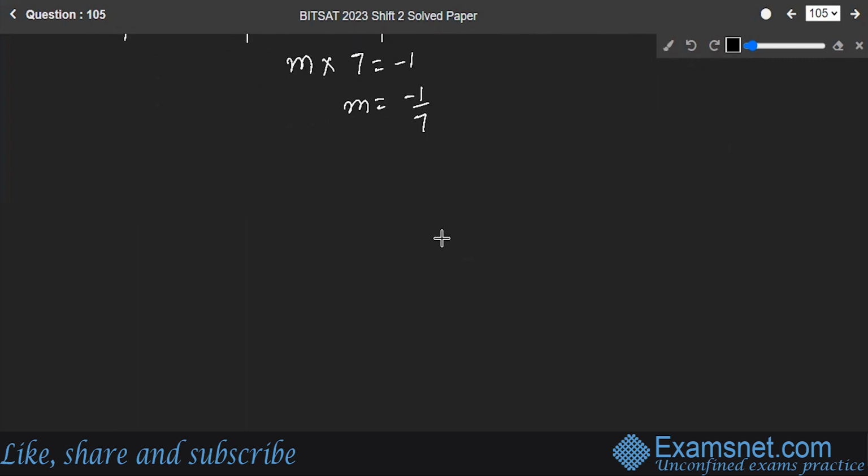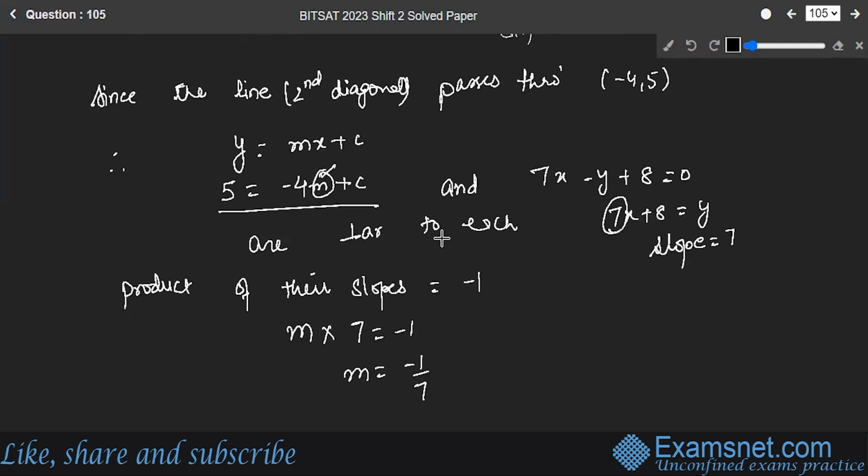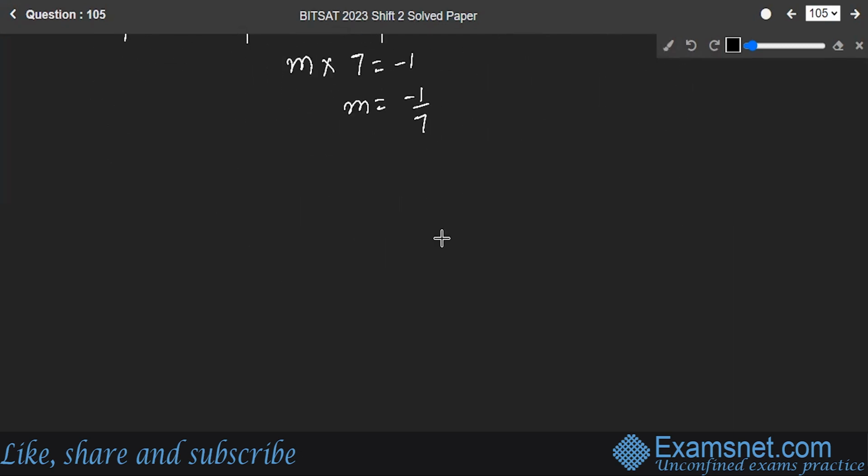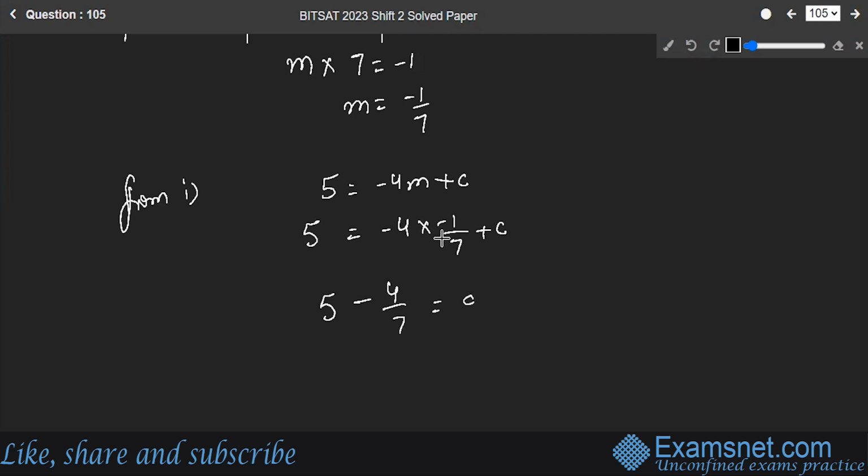Now putting this value of m in this equation. Let's say this is equation 1. From equation 1, you had 5 = minus 4m plus c, or 5 = minus 4 into minus 1 by 7 plus c, or you have 5 minus 4 by 7 is equal to c. That gives you c's value as 31 by 7. So I got the value of c.